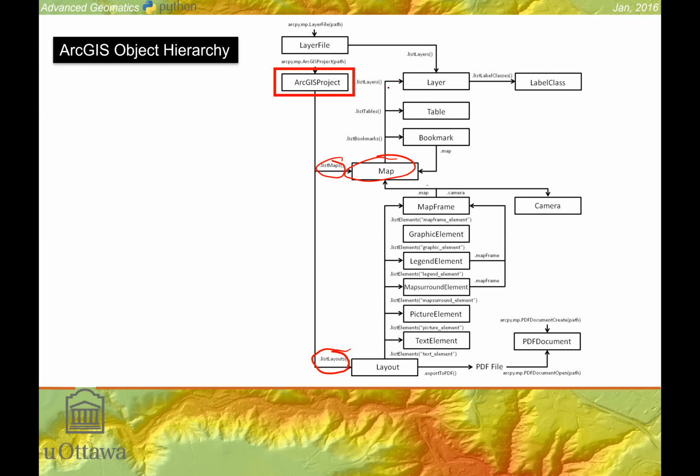Once I have a map, I could list layers, and then look at particular layers and get their labels and play with the labels. Or I could list tables if I want to do something with the tables, or bookmarks if I want to do something with bookmarks in a project. Likewise, we can go down here to list layouts. And from the ArcGIS project, the method list layouts, and we can also list layouts by a specific name only if we want to.